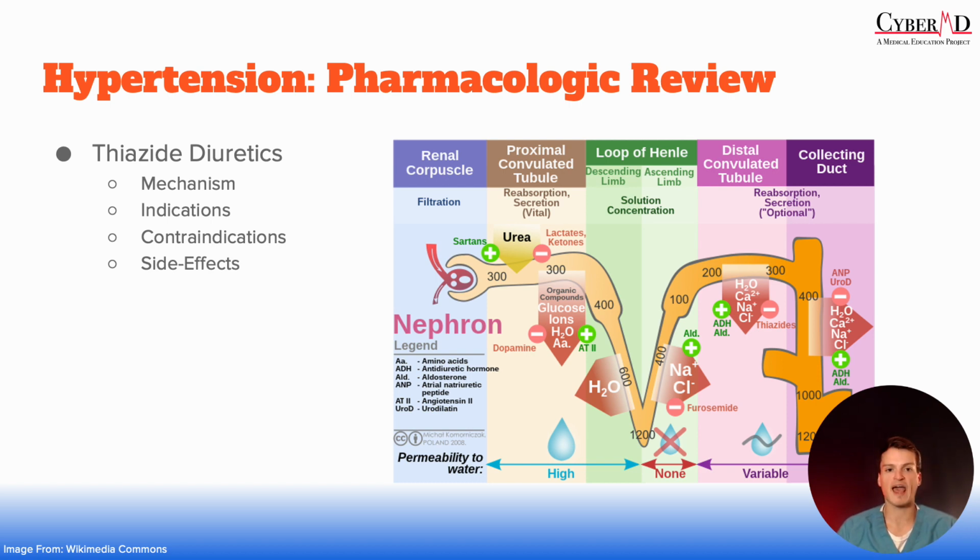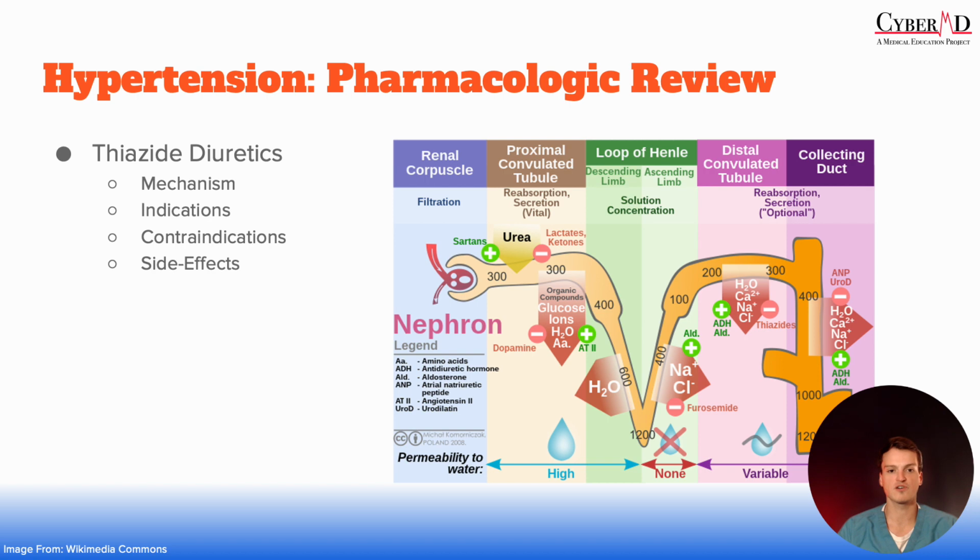It's primarily going to act on the distal convoluted tubule in the kidneys, and the primary mechanism is going to be inhibiting the sodium chloride symporter in that segment of the nephron. In doing so, it's going to reduce sodium reabsorption, which leads to increased excretion of both sodium and water. And so that diuresis effectively decreases blood volume, which in turn reduces the cardiac output and lowers blood pressure.